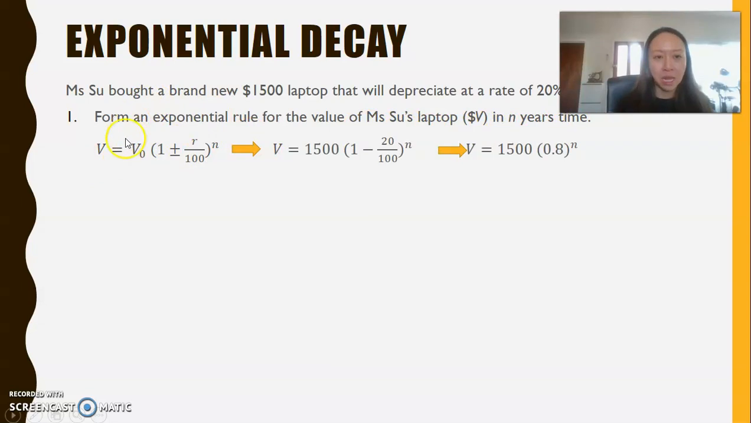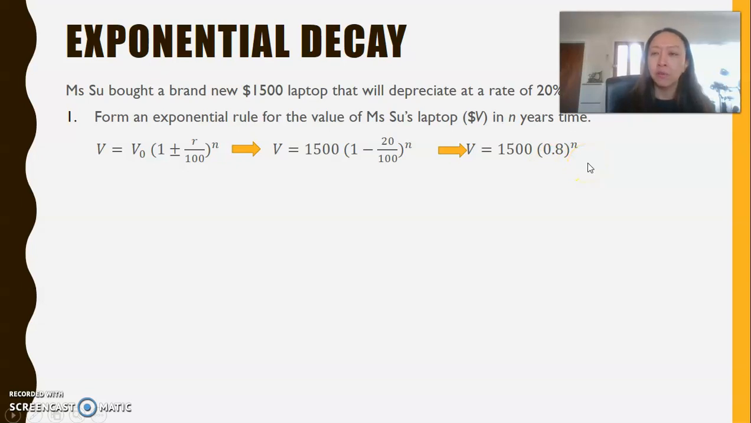This is the same formula that we have talked about just now. Instead of using a plus, because it is a decrease in value, that's going to be a decay, so it's going to be a minus. The original value is 1,500, so I will sub this in. Because the rate is 20%, I will sub 20 into my rate, and power by n number of years, which is at the moment still unknown, so we'll just leave it. Simplifying this will give us that.